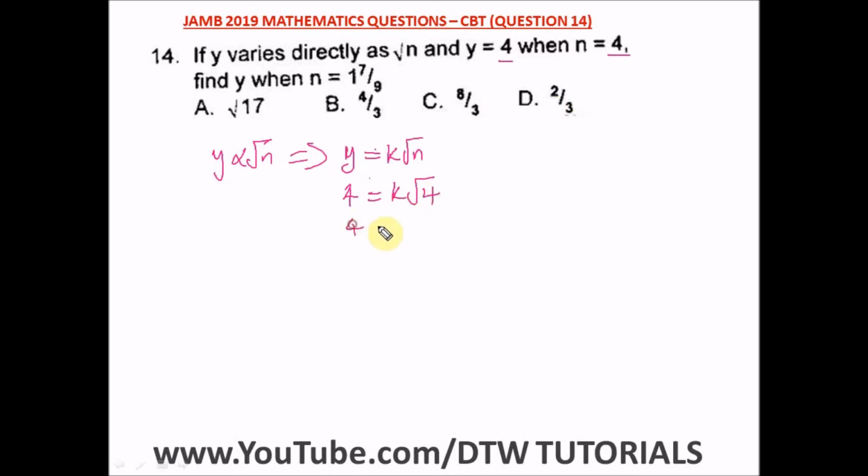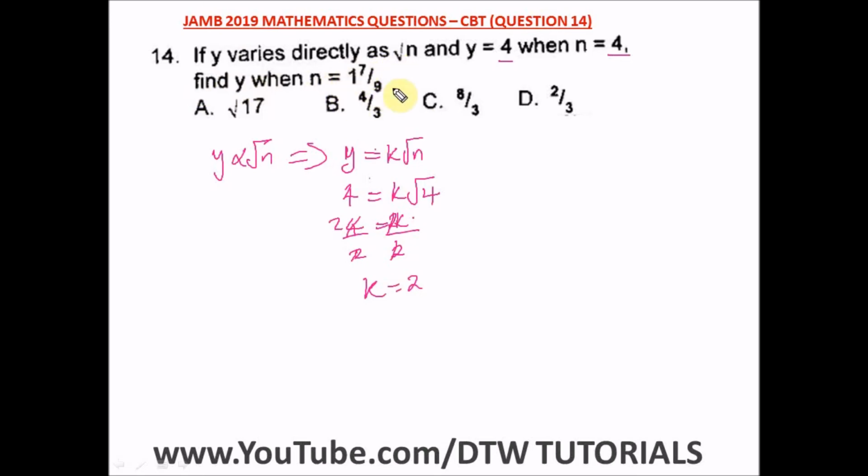So we have 4 equal to, what is the square root of 4? That will give us 2. And 2 times k will be 2k. So to look for k, we divide both sides by 2. This will cancel out, and 4 divided by 2 is 2, so k is equal to 2.